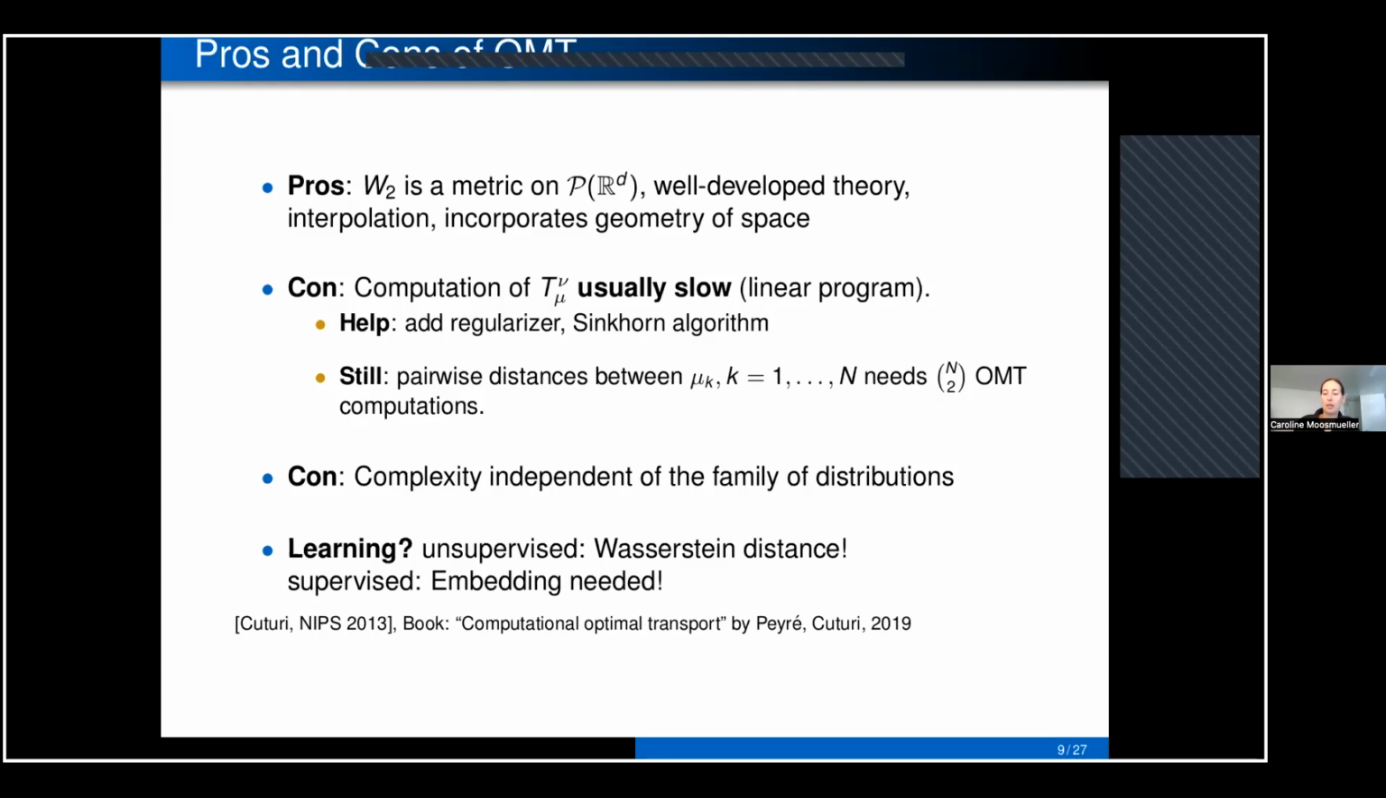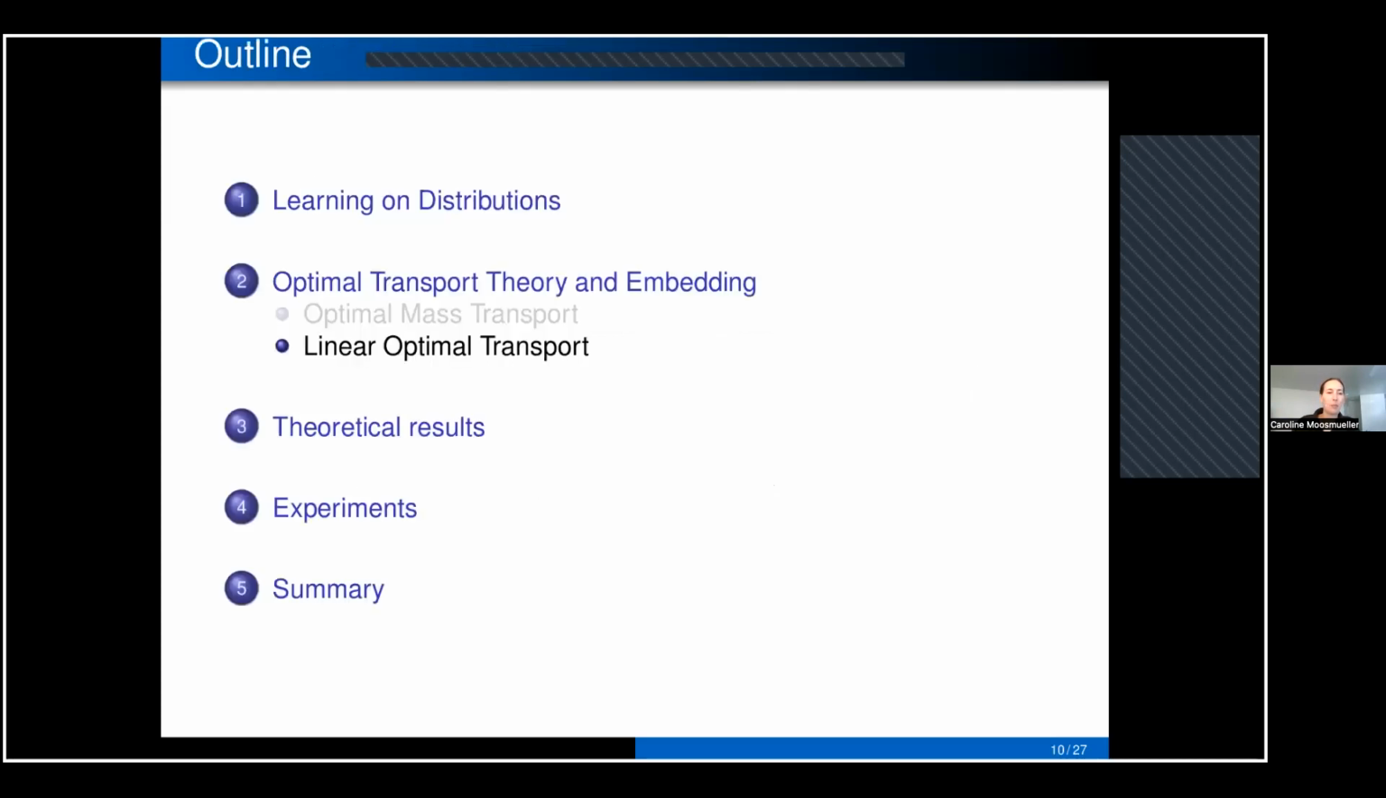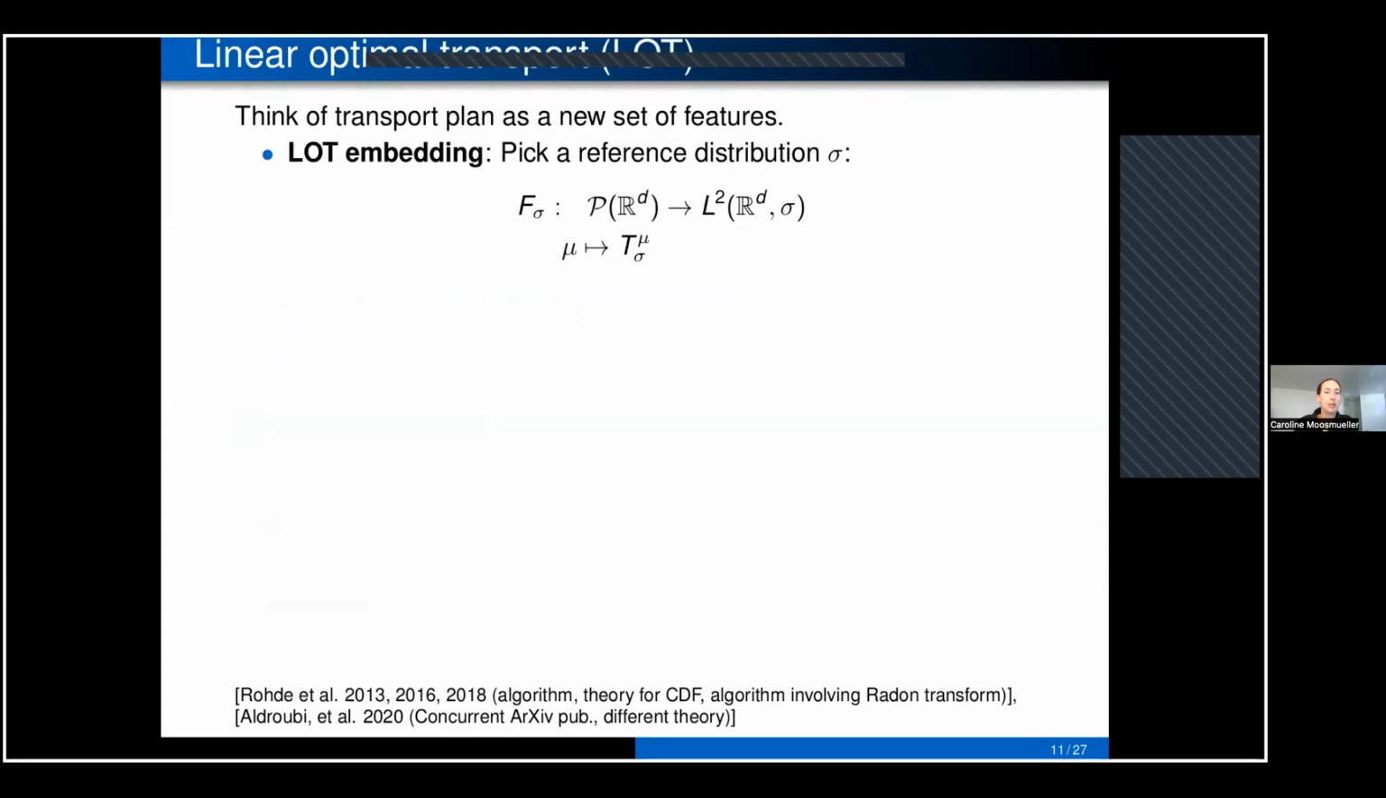Okay, so let's talk a little bit about this embedding thing. It's called linear optimal transport. So basically, it's a linearization idea. It's an idea of moving a manifold to a tangent space, basically. And then once in a tangent space, you can do linear methods if you want. So it's called linear optimal transport, for short LOT.